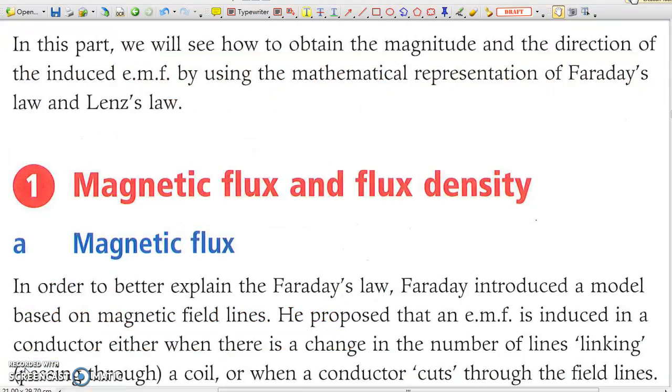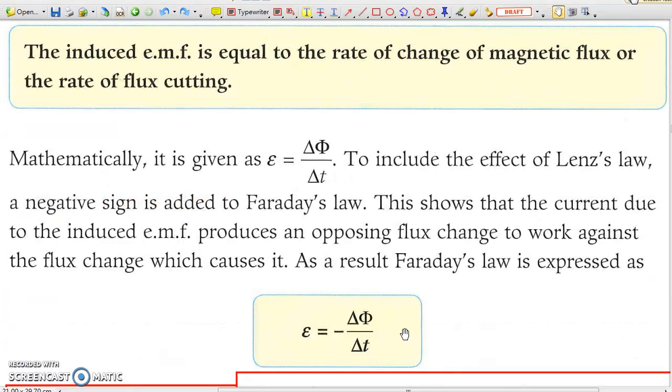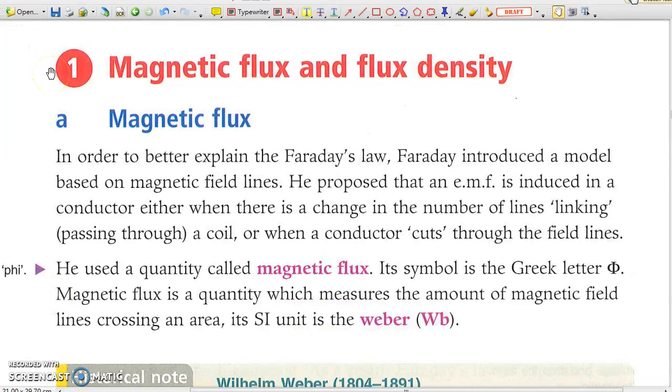In this chapter, we will further discuss Faraday's law. We will learn the mathematical form of Faraday's law and see how we may apply the law in different situations. 1. Magnetic flux and flux density.